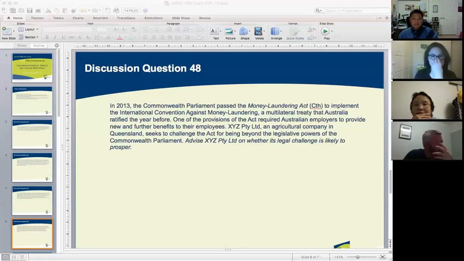But doesn't there have to be a reasonable proportionality between the purpose or object and the means of the law? Only if you're invoking the defense power of the Commonwealth. There is no such requirement in other legislation. Only if you're invoking the defense power and if it interferes with the rights and freedoms of individuals.